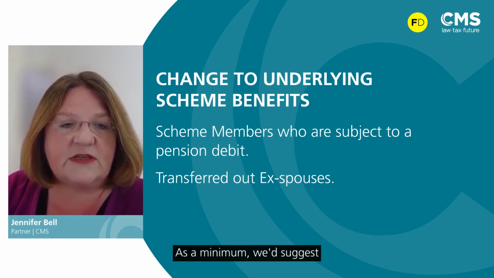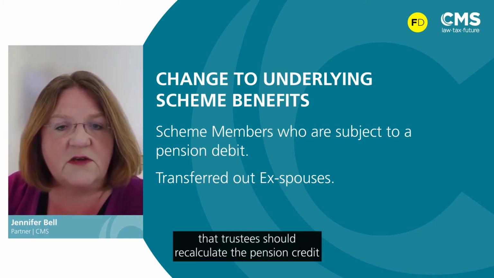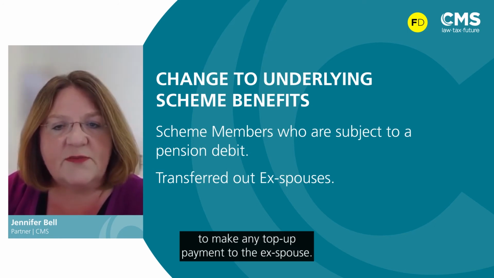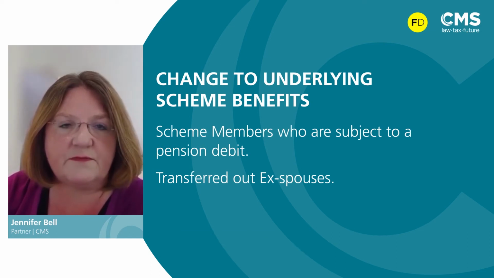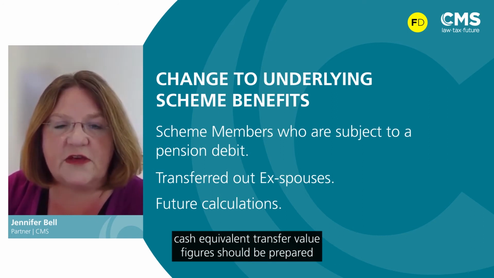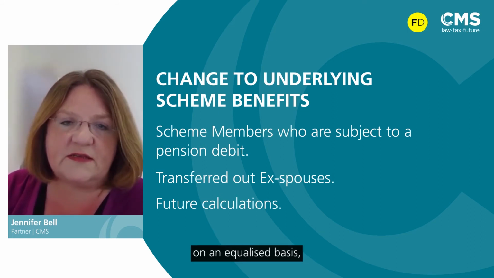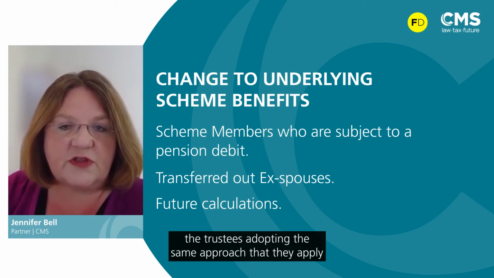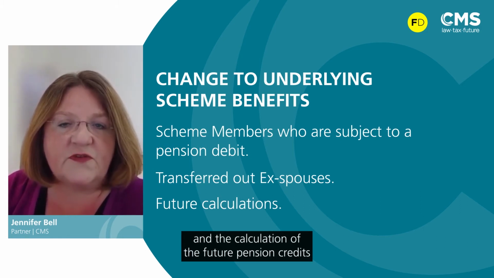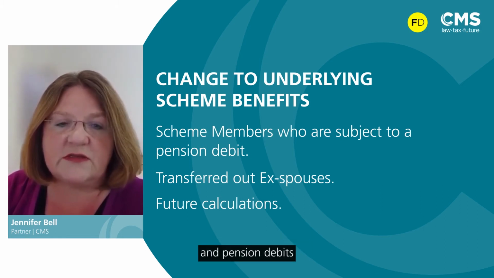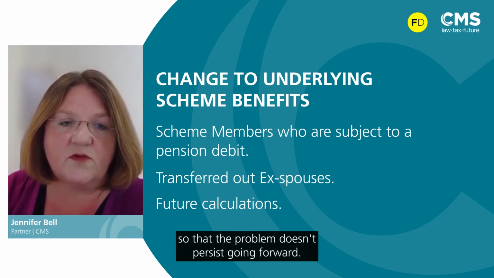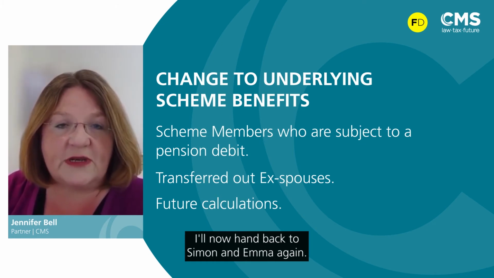As a minimum, we'd suggest that trustees should recalculate the pension credit on the new equalised basis, and then consider what steps are proportionate to make any top-up payment to the ex-spouse. And of course, for future calculations, cash equivalent transfer value figures should be prepared on an equalised basis, the trustees adopting the same approach that they apply to calculate equalised transfer values generally. And the calculation of the future pension credits and pension debits should also be based on an equalised benefit so that the problem doesn't persist going forward. I'll now hand back to Simon and Emma again.